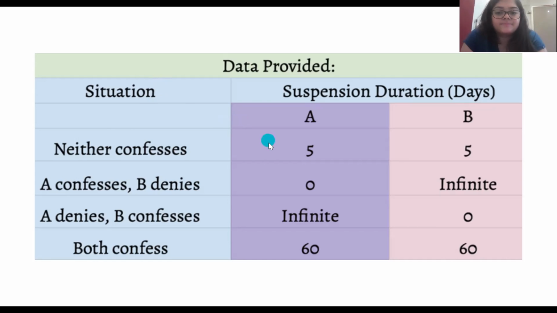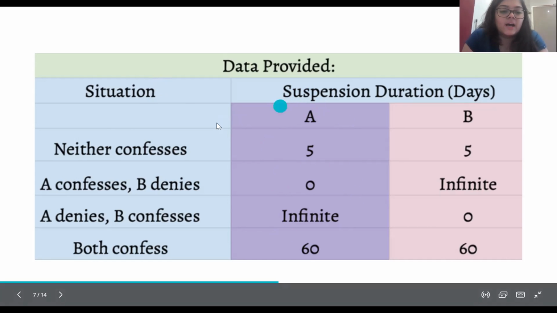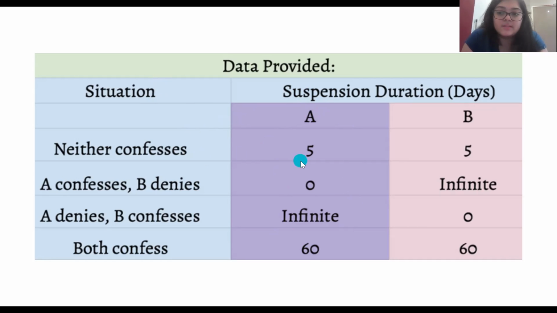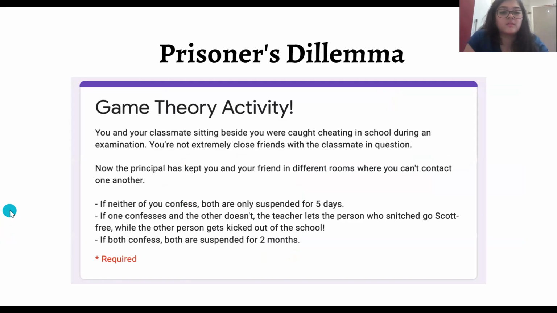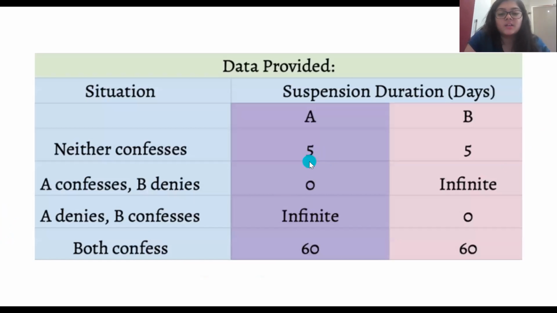All right. Now for A and B, we have neither confesses. What happens in the scenario when neither confesses? The principal gives them a week long, or I think it's a week long. Only suspended for 5 days. So they're only suspended for 5 days, so notationally, we've made it a 5 and a 5. Okay. Now the next scenario is A confesses and B denies. In that scenario, I am let off and the other person is kicked out of school.